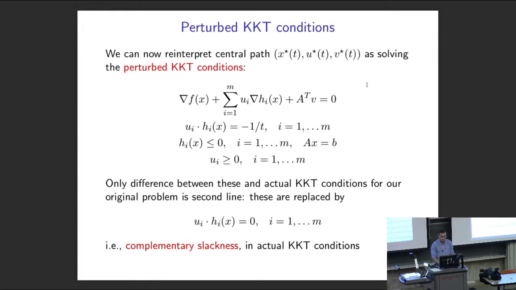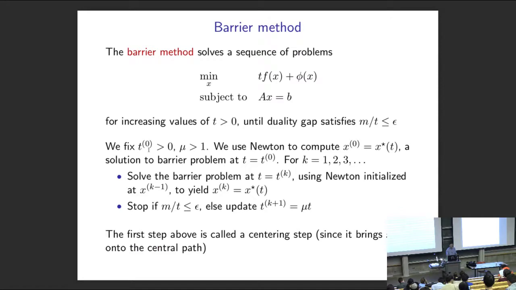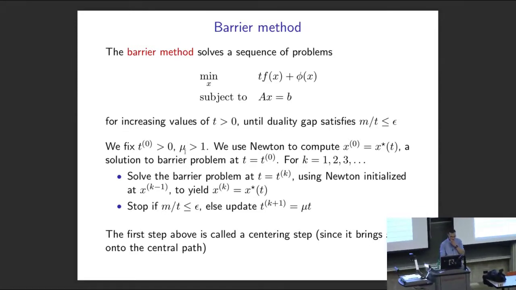So what we do is we fix an initial value of t, call it t0, and we fix something that we call the barrier parameter, mu. Mu is some constant larger than 1. And we're going to use Newton's method to compute a solution to this problem at the value t equals t0, and call that solution x0. That's what we call the initial centering step. Every time we solve this problem, we call it a centering step. This is our initial centering step.